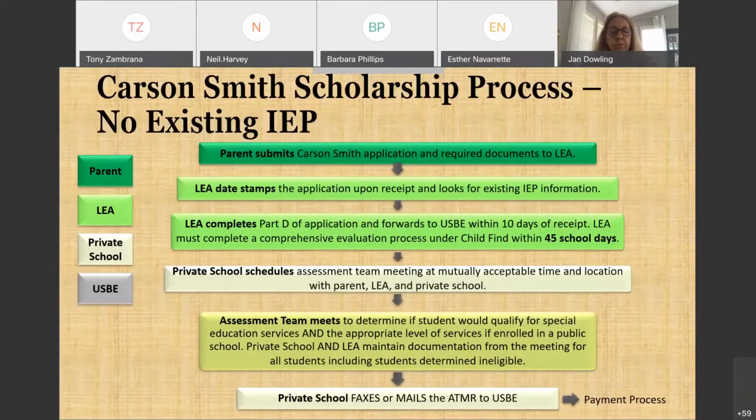The private school and the LEA maintain documentation from the meeting for all students, including students that are determined ineligible. So if a student is determined ineligible, you still need to have that documentation because we do need it. And then at that point, the private school faxes or mails the ATMR to us over at the State Board of Education. We would prefer that private schools are the ones that are providing that documentation to us.